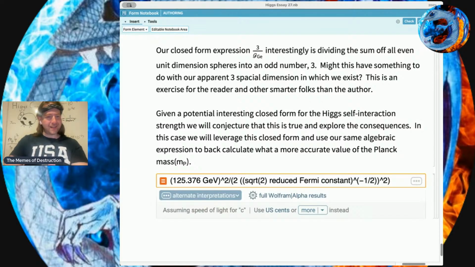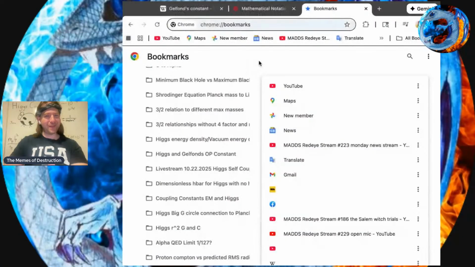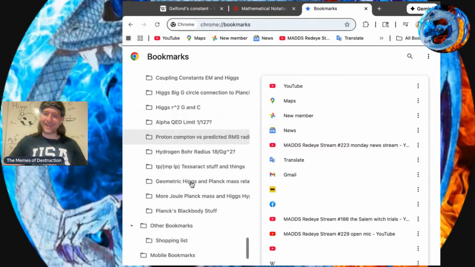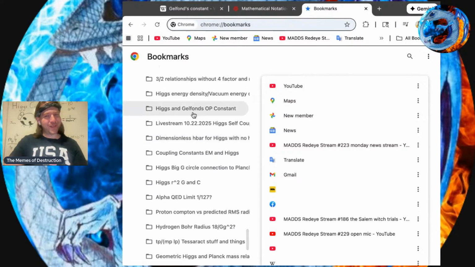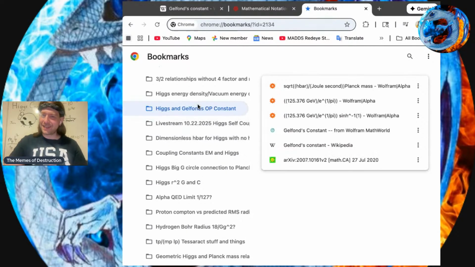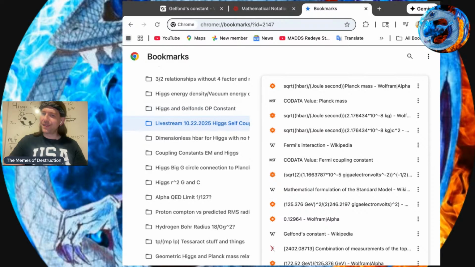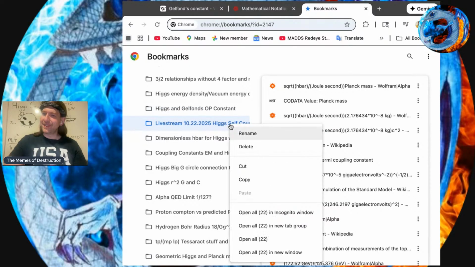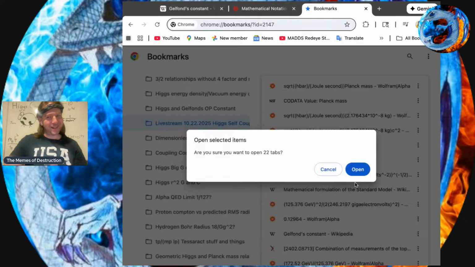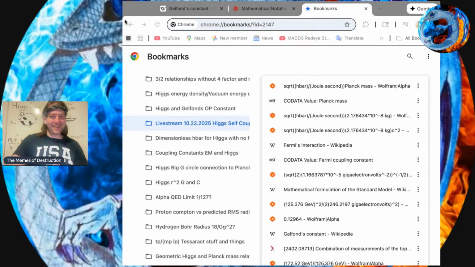So how did I do this? Hold on, I'll actually share with the class. What do we got? God, my massive list of arbitrary bookmarks about things that are at least interesting enough to create a bookmark from. Higgs and Gelfand's constant. Oh, it's in this dude. All right, somewhere here. Oh, good. Open all 22 in a new window. Yes. A dangerous thing, my friends.